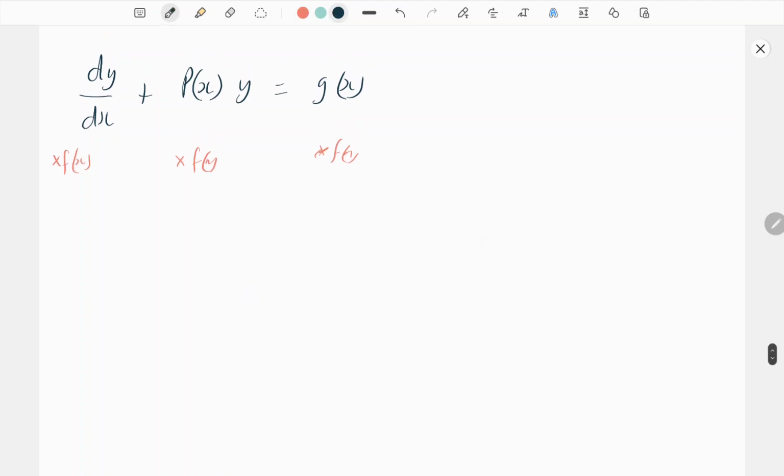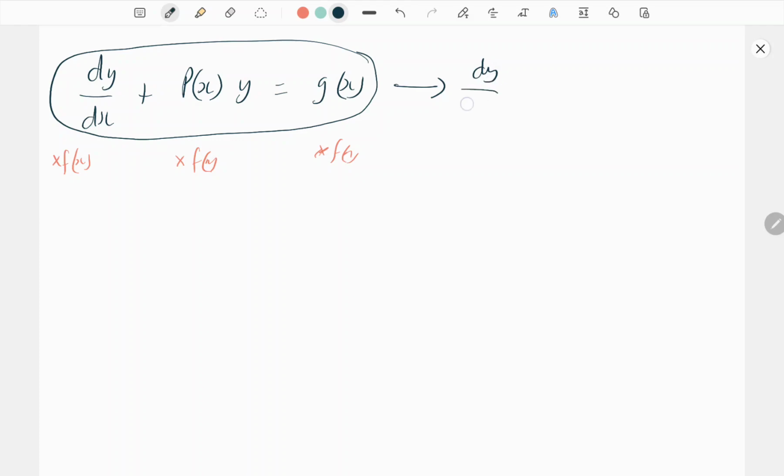Just before you do that, just to make sure you understand what this here means, your differential equation could be dy by dx plus your p of x could be sine x, y equals, and your g of x could be x squared, for example.